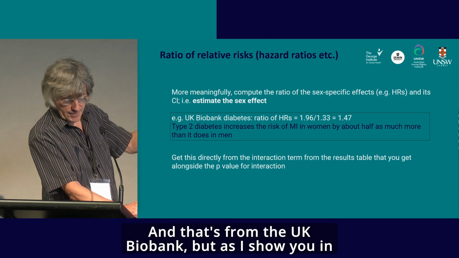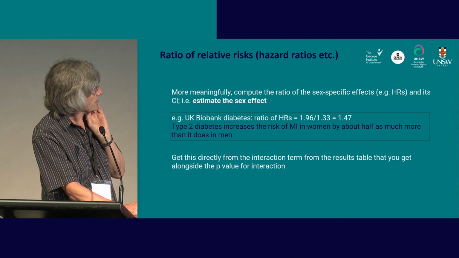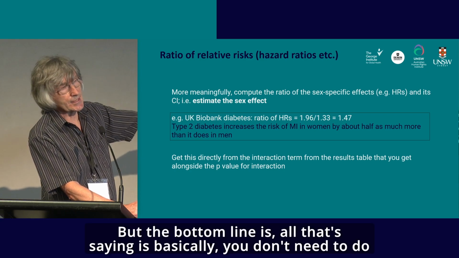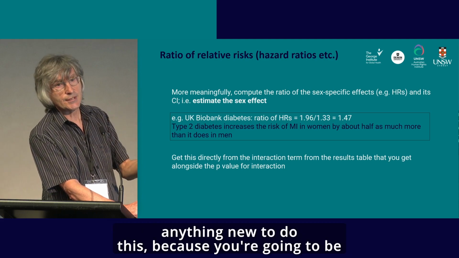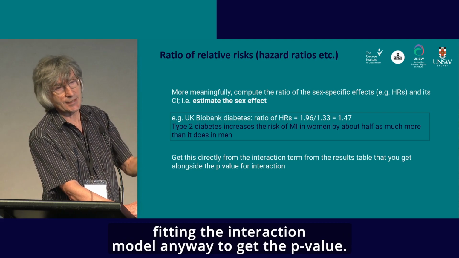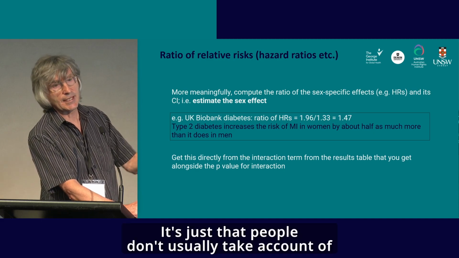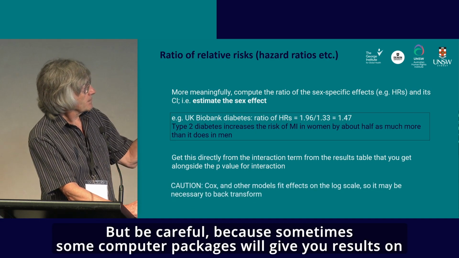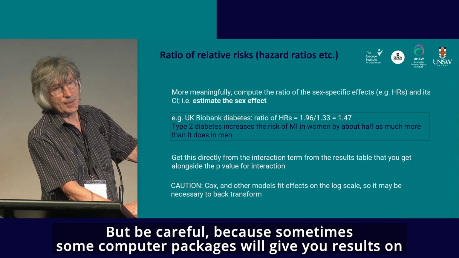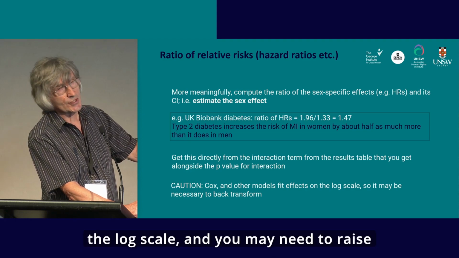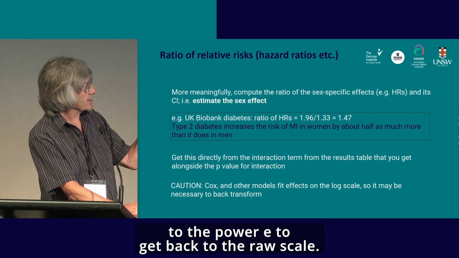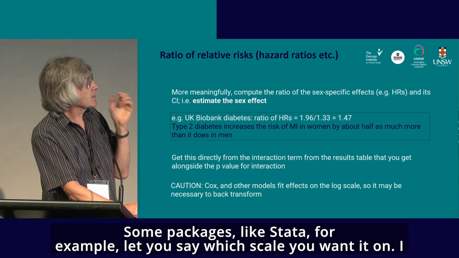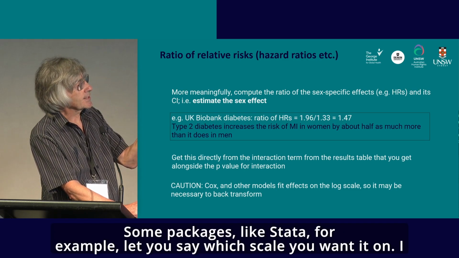And that's from the UK Biobank, but as I'll show you in a minute, we found similar things in other studies. But the bottom line is that you don't need to do anything new to do this, because you're going to be fitting the interaction model anyway to get the p-value. It's just that people don't usually take account of the terms in the model. They just look at the p-value. But be careful, because sometimes some computer packages will give you results on the log scale, and you may need to raise to the power e to get back to the raw scale. Some packages, like Stata, for example, let you say which scale you want it on.